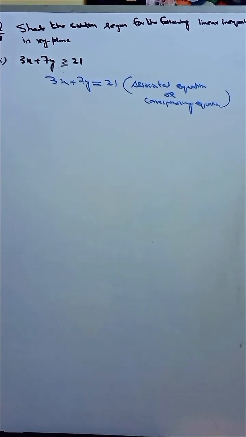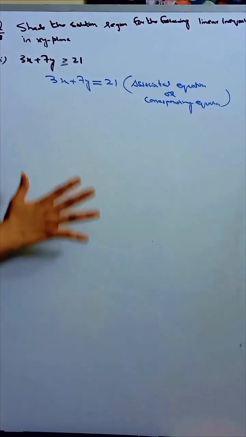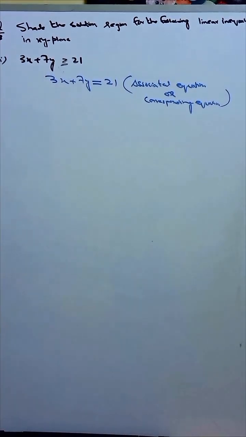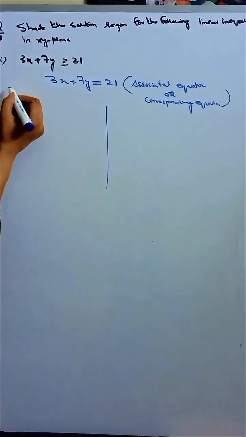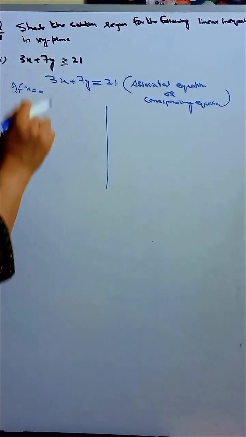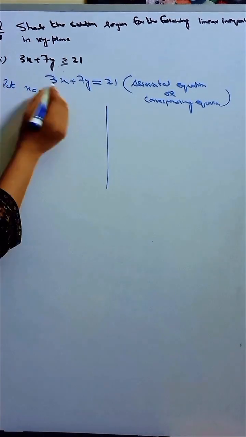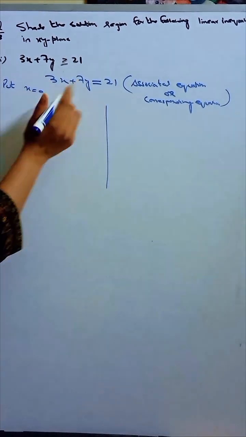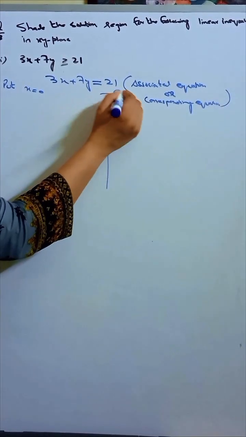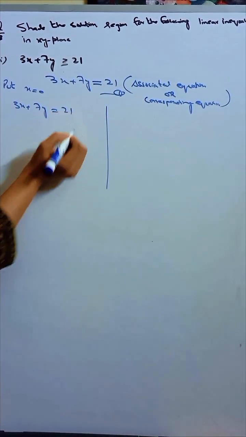So first, to represent this on the x-y plane, we find the ordered pairs. For that purpose, first put x equals 0. Then what will happen? So let's write here: put x equal to 0 in the first equation. Call this equation number 1. Alright, 3x plus 7y equals 21.